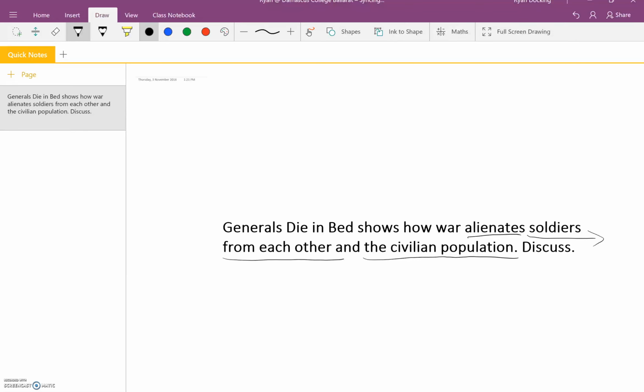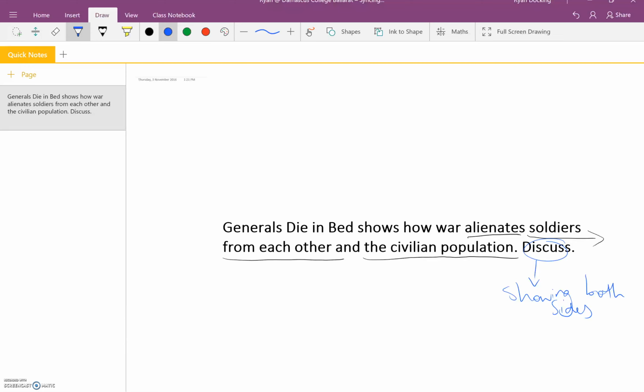The next thing, according to that sheet that we were looking at, was to look at the direction words. This tells us what we're supposed to do with this particular prompt, and that is, of course, to discuss. Don't forget that discussing is showing both sides of the argument. We're not just showing that, yes, indeed, it alienates soldiers from each other and the civilian population. You've got to find how that is limited.